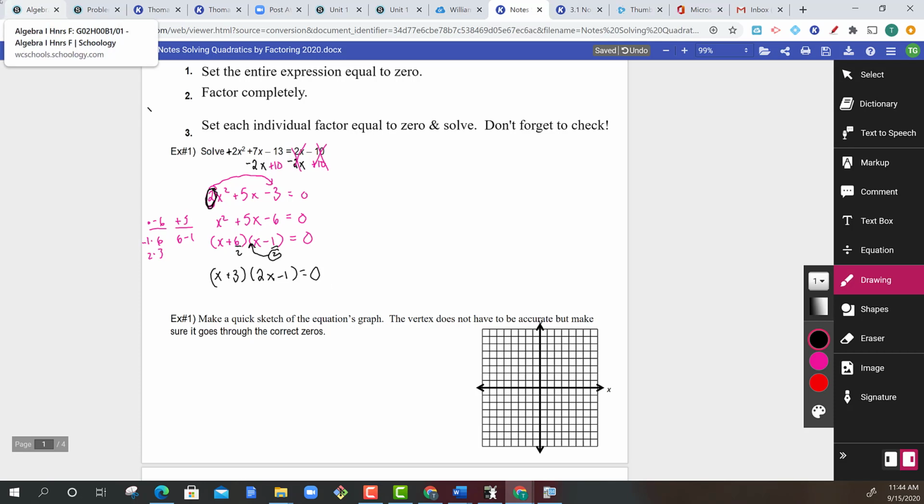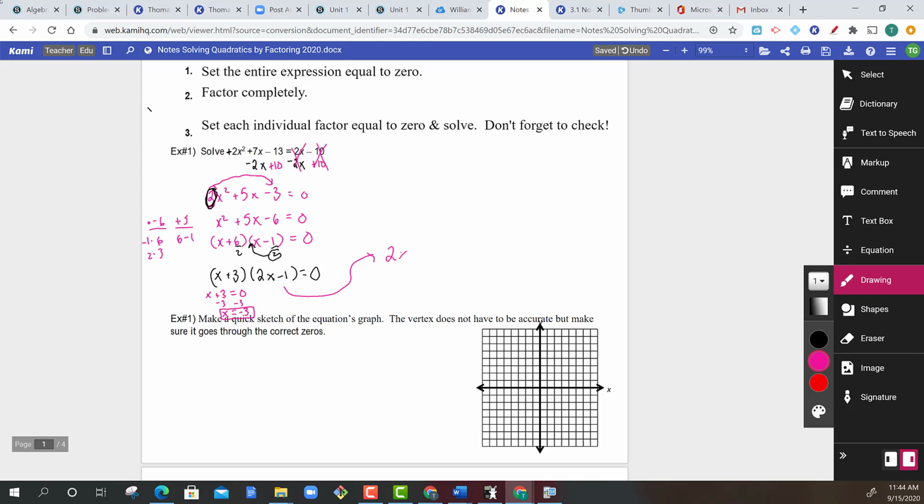So what I'm going to do to get my solutions, I'm going to set each individual factor, starting with x plus 3, and solve it for x. And again, pretty simple process here. Just subtract 3 from both sides. One of your solutions should be x equals -3.